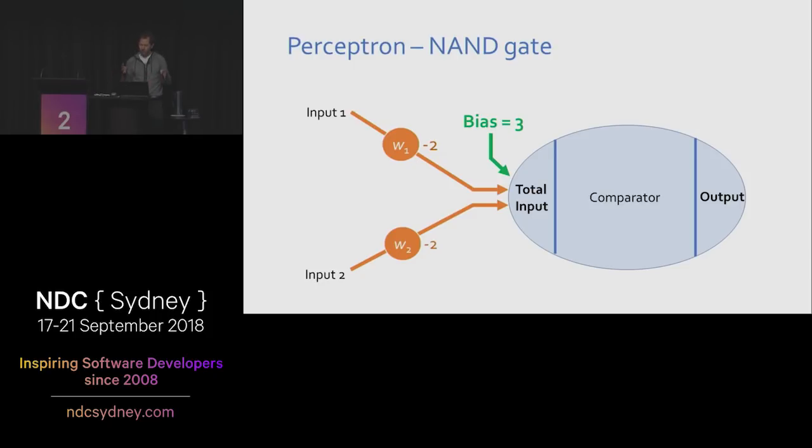Which means if we can build a NAND gate with a perceptron, you can build any other kind of logic gate just from NAND gates. So this is functionally complete. We can do anything just with perceptrons. But we could do anything before anyway.